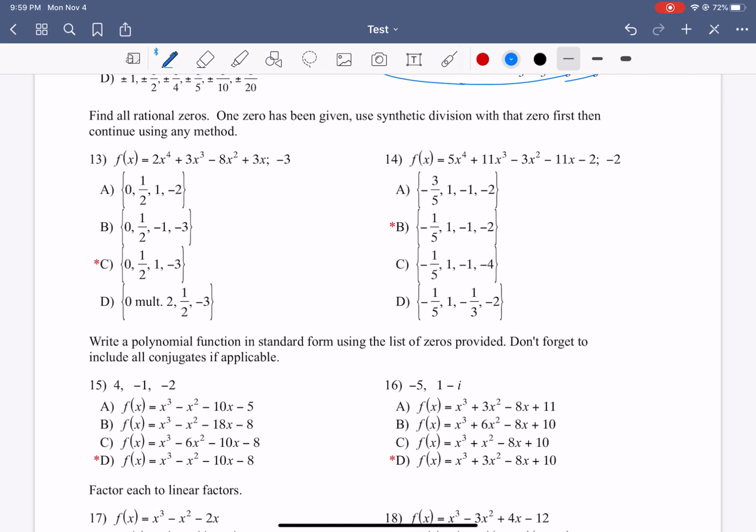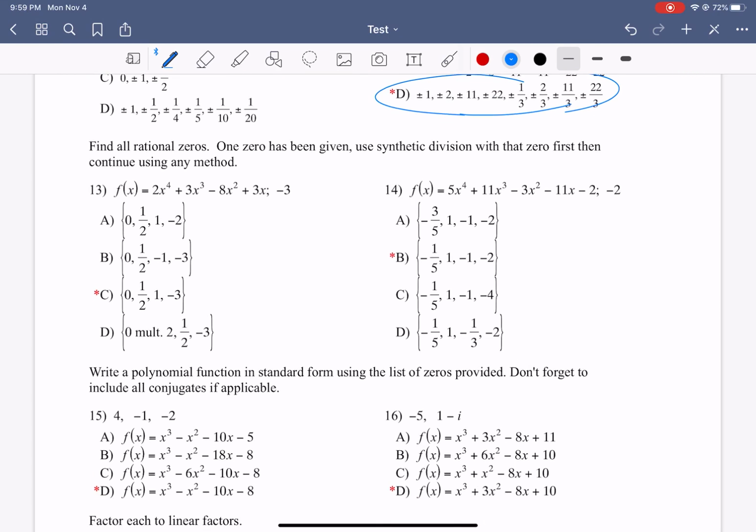So for number 13 and 14, we want to find all the factors. We could use the rational root theorem to make the list, or we could graph it to figure out our guesses, and we'll be left with one fraction that we kind of have to guess on, or continue with some synthetic division. So let's graph this real quick to see what our options are.